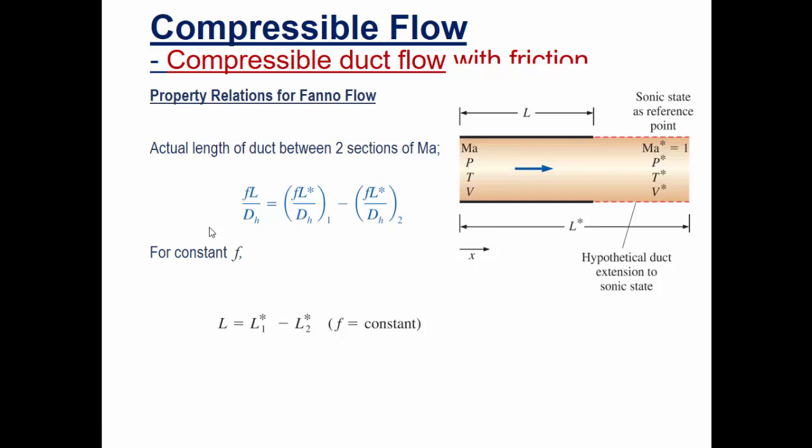So for a constant friction factor throughout the flow, or throughout the whole length of the duct, we can simplify further the equation into this equation. Since we know that the hydraulic diameter is constant, if we have a constant friction factor, we can actually just use the critical length of both locations of Mach number. Please again remember that this is an imaginary length, where at this length the Mach number is equal to 1.